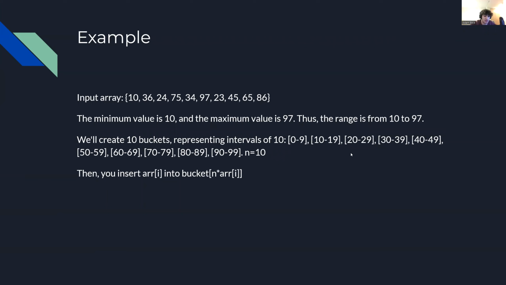Okay, and I conjured up an example for us. We have an input array that looks like this: 10, 36, 24, 75, 34, 97, 23, 45, 65, 86. Our minimum value is 10 and our maximum value is 97. So the range is 10 to 97. So we'll create 10 buckets representing all the intervals of 10 up to 100. And then after that, you're going to insert arr[i] into bucket[n * arr[i]].